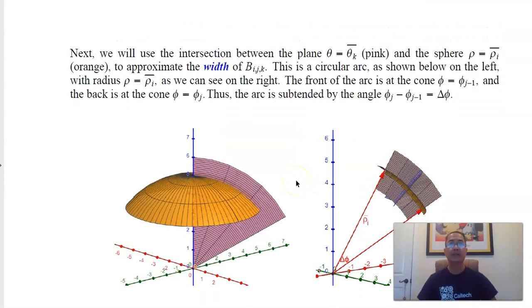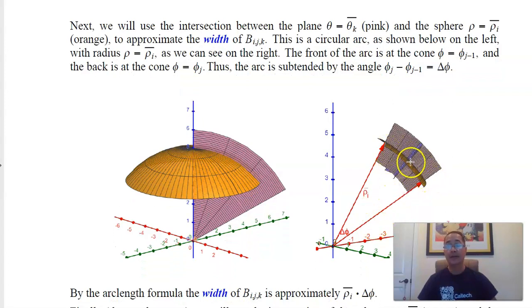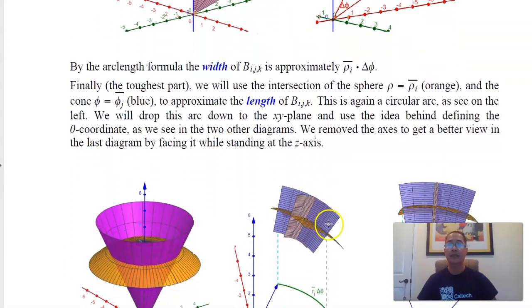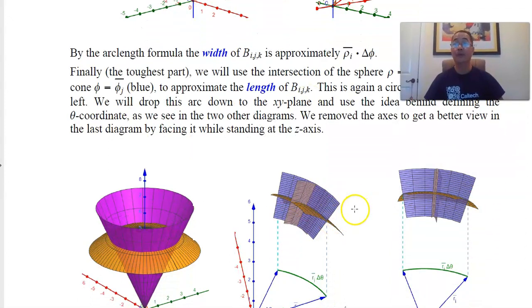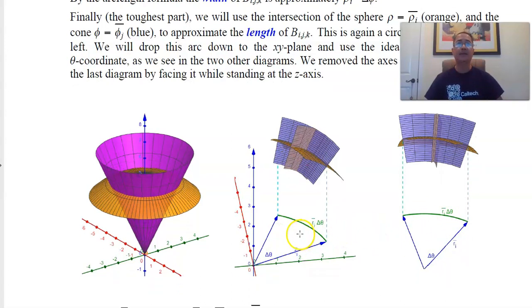Then we measured, this was actually the third one that we did, this arc length, which you said is rho i bar times delta phi. And the second one that we did was the arc length on the floor. So we said let's drop this width down to the floor. We get an arc, that's from your cone. The angle between them is delta theta, but the radius is Ri bar. So the arc length is Ri bar times delta theta.